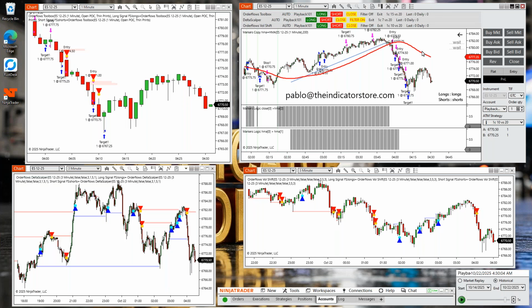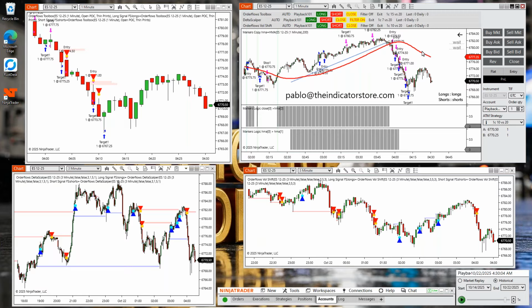What's the difference between all these order flow indicators? Well, they just read different things. Delta Scalper reads certain things in the delta, Vol Shift reads volume and volatility. Toolbox is a bit like the Orderflows Trader without the footprint chart. It'll give you the signals. It allows you to combine the different nuances of order flow.